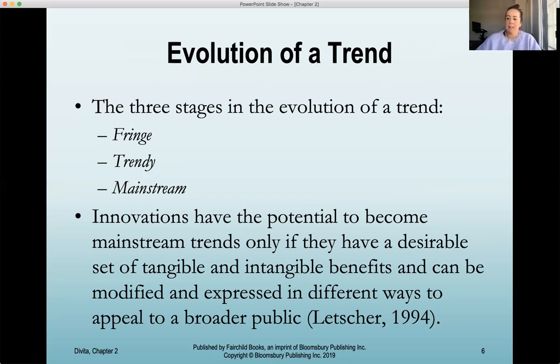So essentially an innovation can become something that is accepted by the mainstream if they have 2 different sets of benefits. One is tangible. Can I actually get my hands on this trend or this innovation? And the other one is intangible. If I wear this, will I be cool or will I be accepted into this certain subgroup? That's an intangible benefit and can be modified and expressed in different ways to appeal to a broader public.